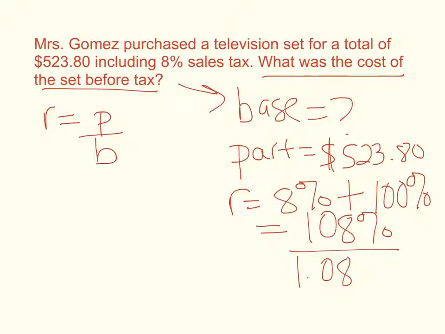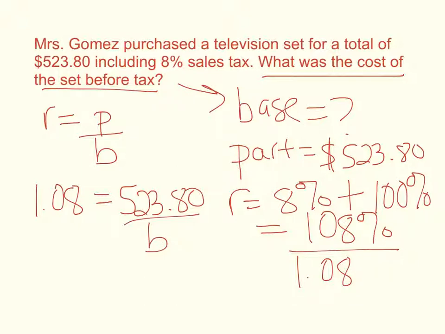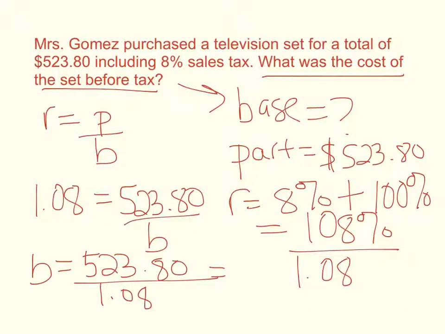So if we plug this into our question, we have 1.08 is equal to $523.80 over our base, which we're not entirely sure of. So we're going to do a cross multiplication here, basically switching the base with the rate. So our base is equal to $523.80 over 1.08.